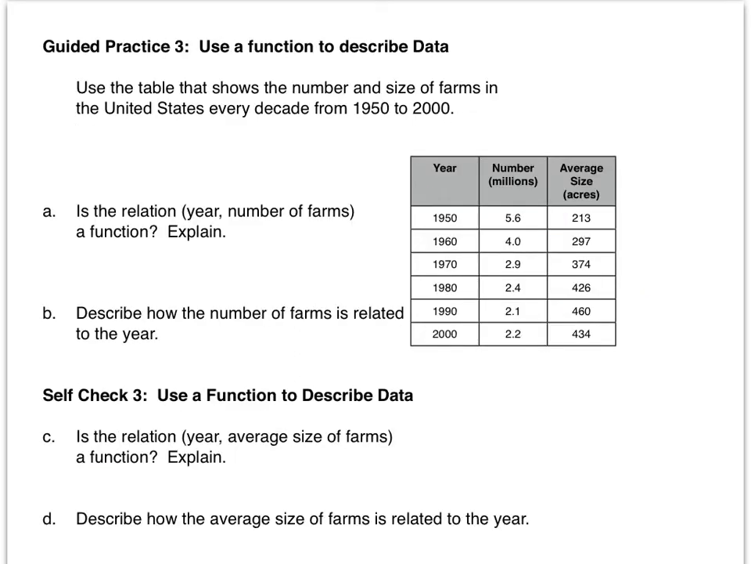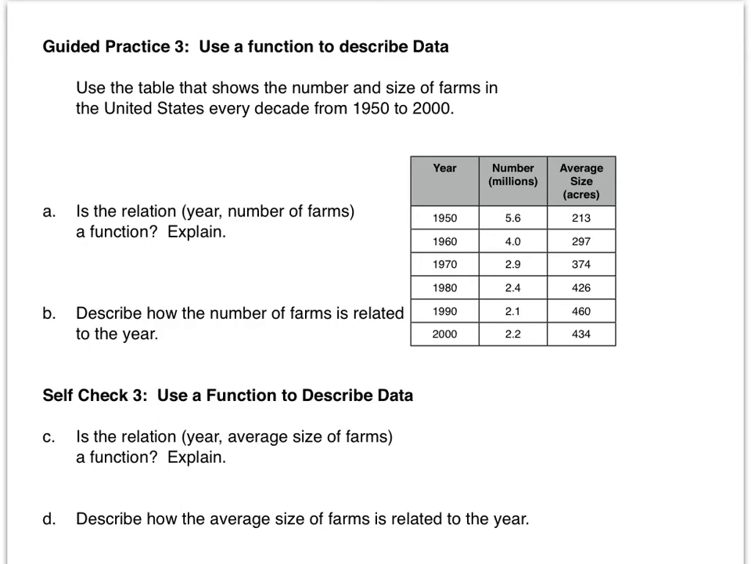Let's look at guided practice 3. In this case, we'll use the table that shows the number and size of farms in the United States every decade from 1950 to 2000. So we have the years 1950, 1960, 1970, 1980, 1990, and 2000. And we have the number of farms in millions. So we have 5.6 million, 4 million, 2.9 million, 2.4 million, 2.1 million, and 2.2 million. We also have the average size in acres of each farm. And in 1950 it was 213, 1960 297, 1970 374, 1980 426, 1990 460, and in 2000 it was 434.